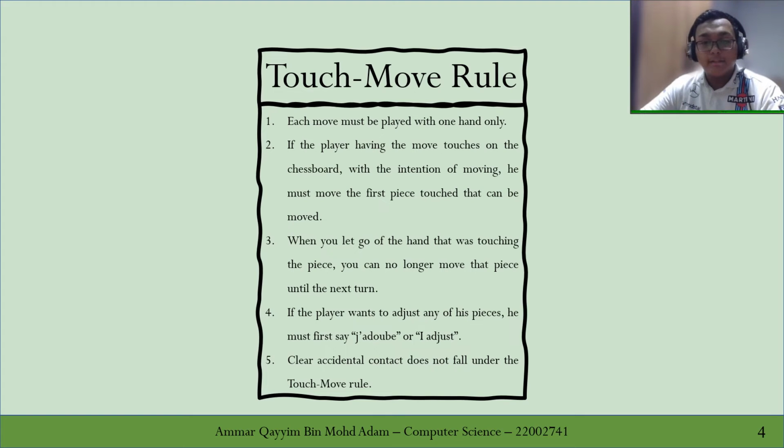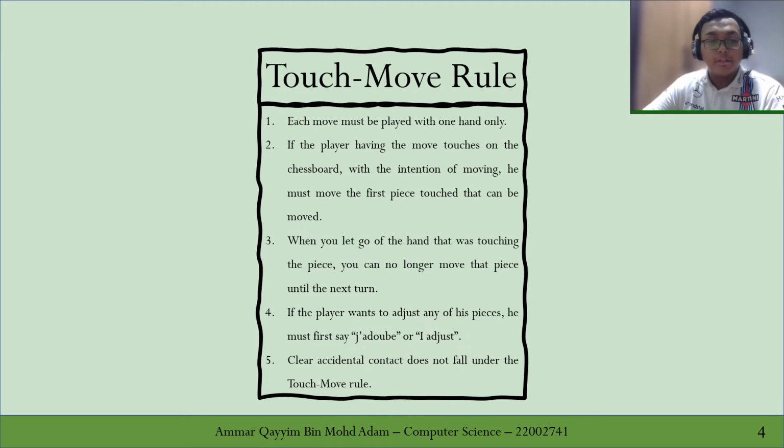So, for example, the person wants to move a piece across the board, then suddenly his or her arm accidentally touches a chess piece and knocks down the chess piece. Thus, this touch move rule will not be applied here because it was a clear accidental contact.